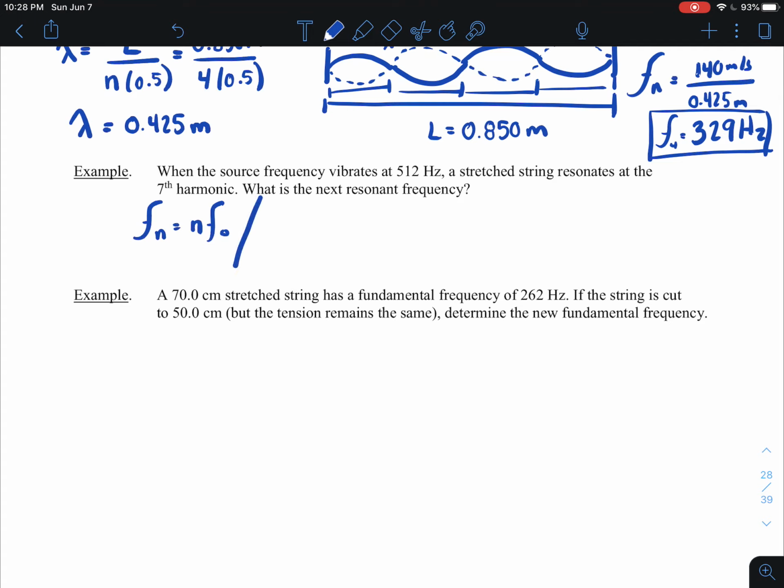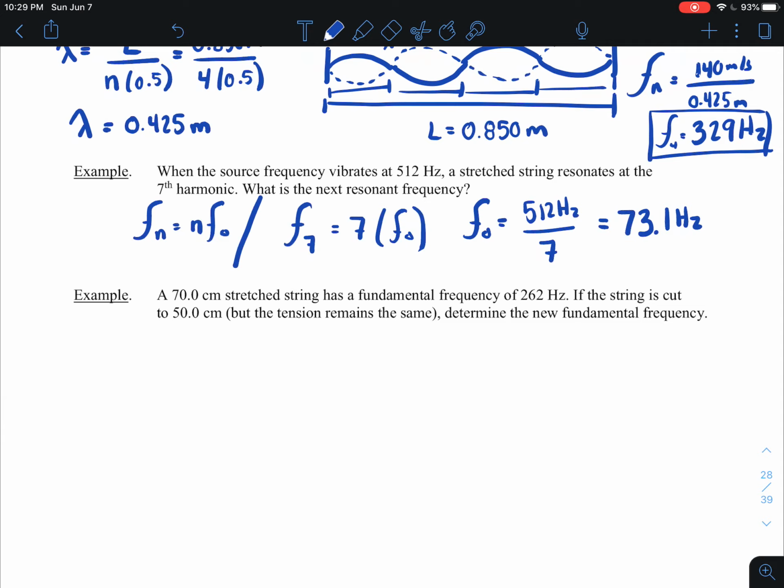So what we're going to do is say, if the frequency of the 7th is equal to 7 times the fundamental, then therefore the fundamental must be equal to the frequency of the 7th divided by 7. So in other words, 512 hertz divided by 7. So all we're doing is rearranging. If I do that, I get 512 divided by 7, and we see that the fundamental must be 73.1 hertz.